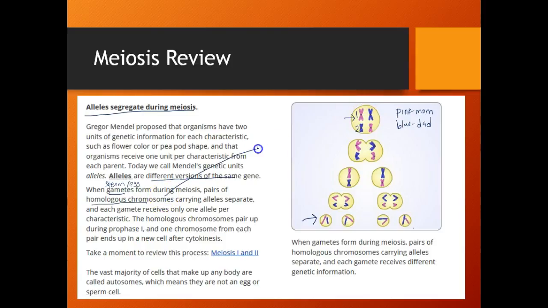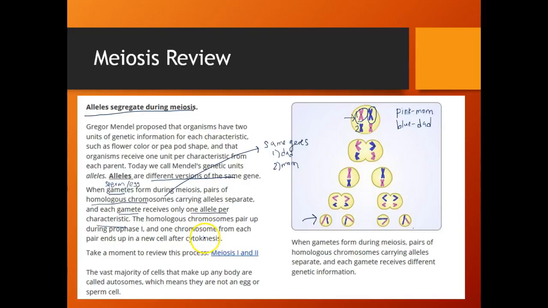Homologous chromosomes have the same genes, but one is from your dad and one is from your mom. So these two right here that I'm circling, these are both chromosome number 1, but one is from your mom and one is from your dad, and we call those homologous chromosomes. So during meiosis, the pairs of homologous chromosomes will separate, so that at the end, each gamete or sex cell receives only one allele per characteristic or per gene.